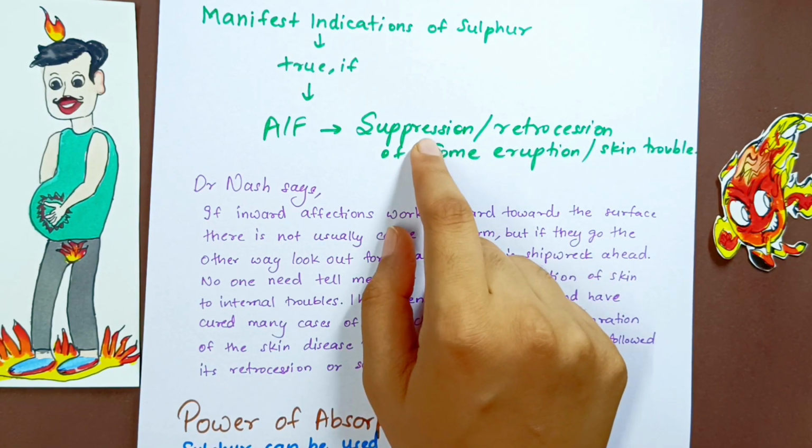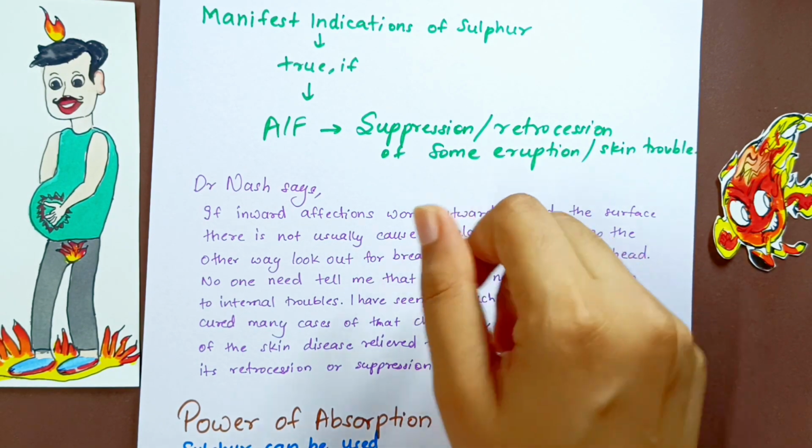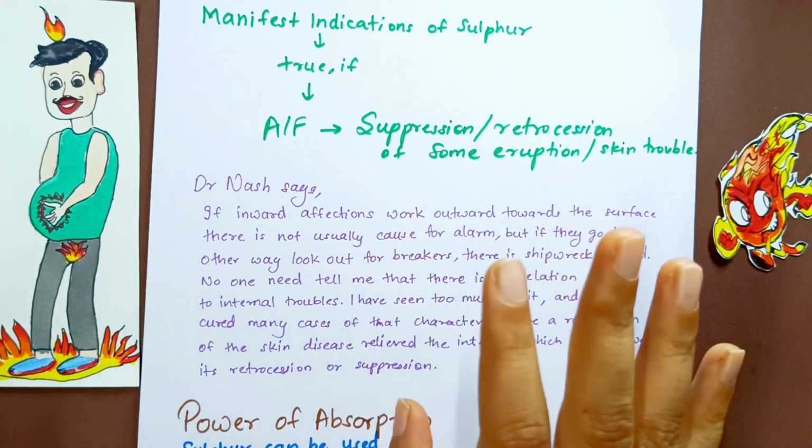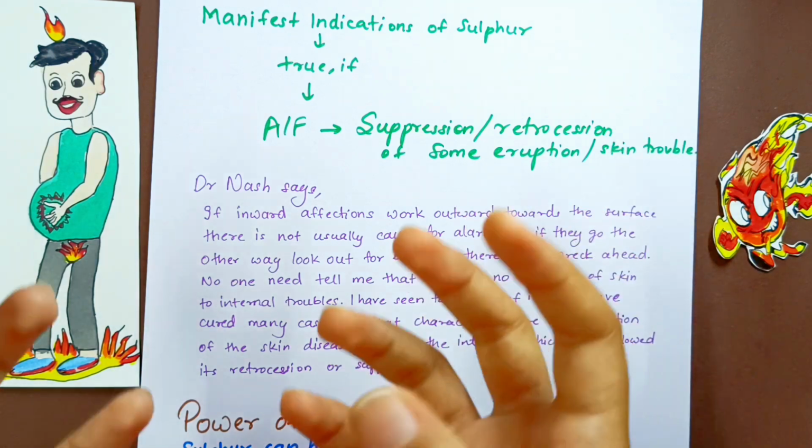So that happens. Or retrocession, meaning that the eruption came, but it was not completely developed, and then it went away on its own. It did not completely develop.